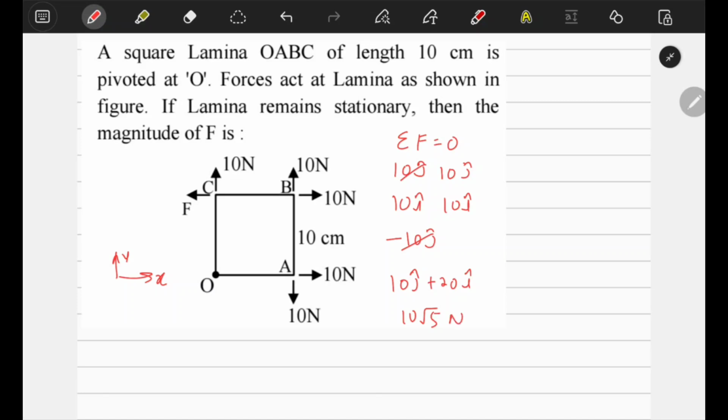And in this question, we have to look at this information very carefully, because pivoted means net torque should be equal to 0. Now you can ask that in case of equilibrium, both conditions should be satisfied, translatory equilibrium as well as rotational equilibrium. But in case of a hinge, this O is our hinge, the force offered by the hinge is unknown. So in translatory equilibrium, we will have unknown forces in our calculation.